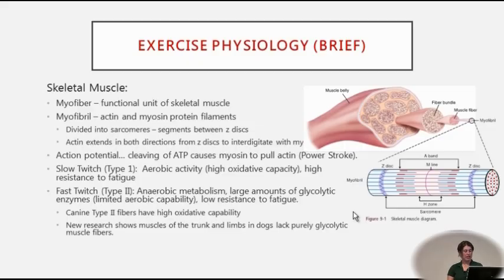Interestingly, canine type 2 fibers are very different than human type 2 fibers, as they have high oxidative capabilities. And the new research actually shows that the muscles in the trunk and the limbs of the dogs lack purely glycolytic muscle fibers.